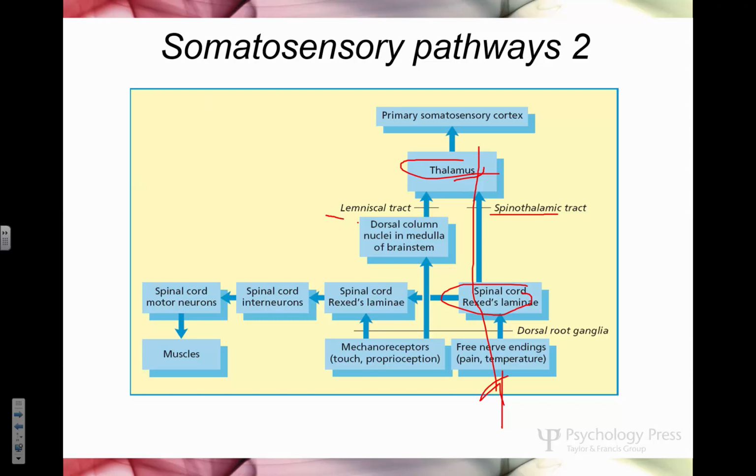You also have your lemniscal tract, right? That's going to go up to your brainstem and then to your thalamus. You've also got some things going over here. These are like reflexes and stuff. Don't worry about that too much. Eventually, we get that info up to the primary somatosensory cortex. That's pretty awesome.